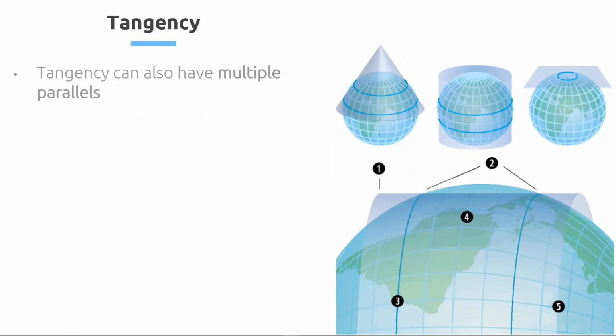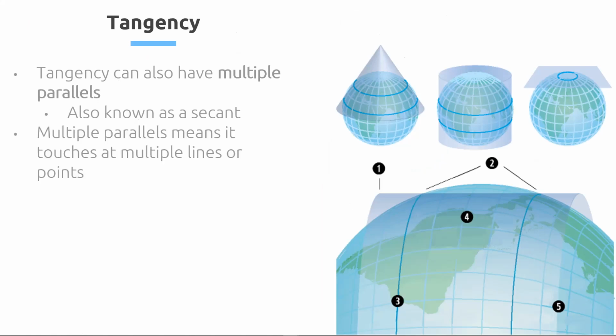But tangents can also have multiple parallels. There are a lot of projections that actually have multiple tangents. And when a projection has multiple tangents, it's known as a secant. You don't have to know that term, but just in case you're curious, that's what it's called. And basically what that means is that if it touches multiple lines, there's a greater area that's undistorted.